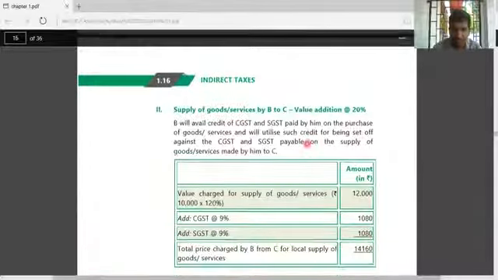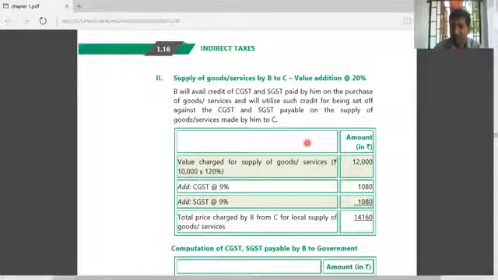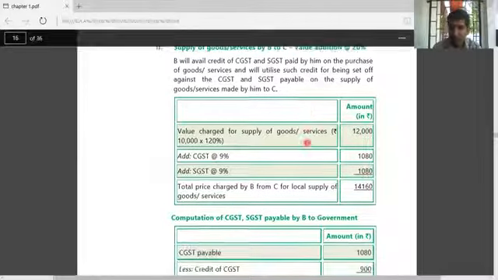Now, in stage 2, supply of goods or services by B to C, value addition 20%. So this is the second stage. In the second stage, he purchased for 10,000. 10,000 was the price of the goods. Now he added 20%. He did some adjustments, his profit also included, and he sold the goods for 12,000.